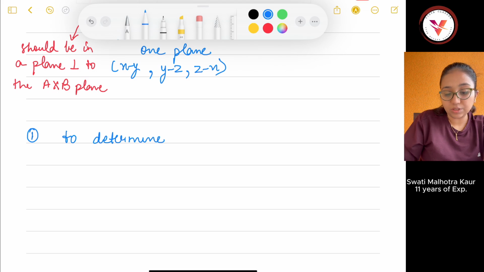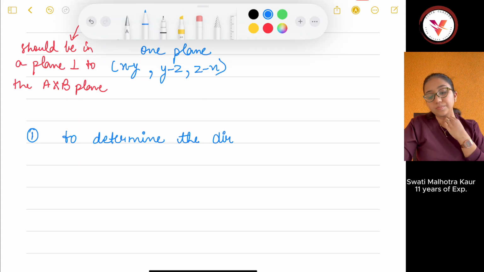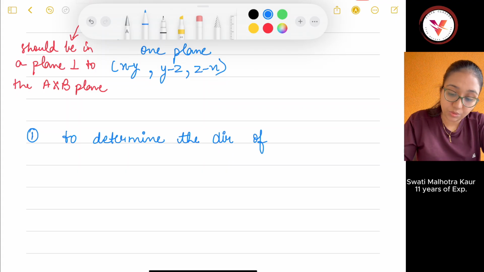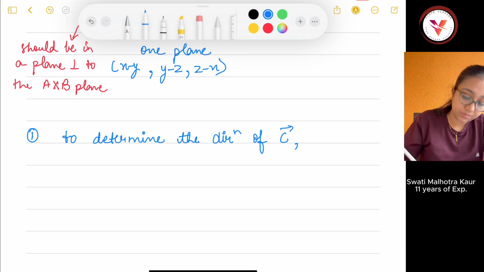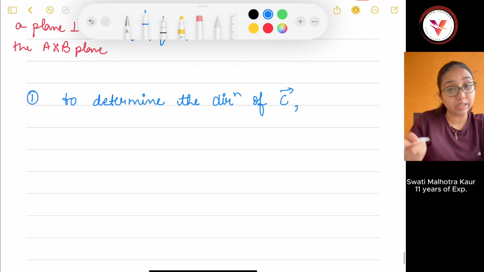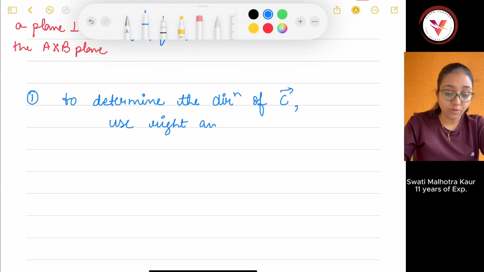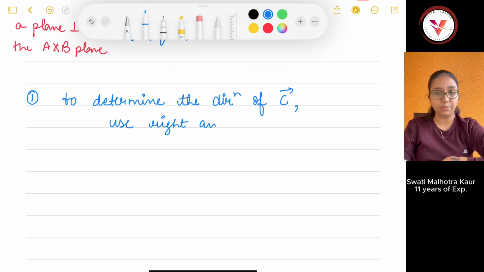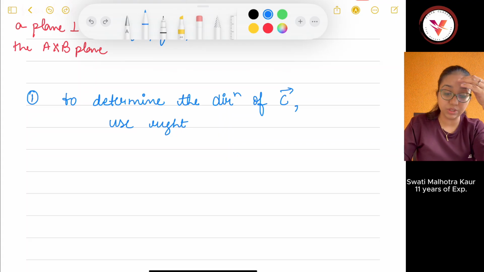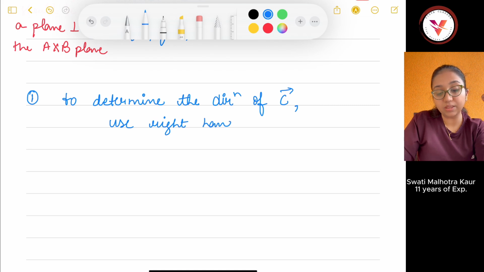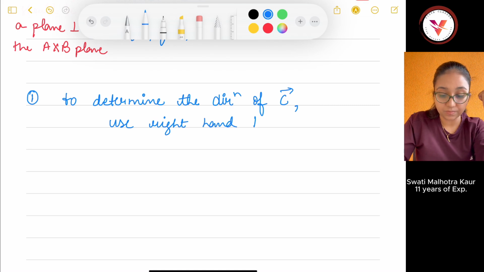Okay, so to determine the direction of the C vector, what you need to do? Use the right hand thumb rule. You already know about it if you have learned it in grade 10. Now, here is an interesting thing. Wherever you see the vector product, in any formula or any way you are using this vector product, use the right hand thumb rule to determine the direction of that physical quantity.